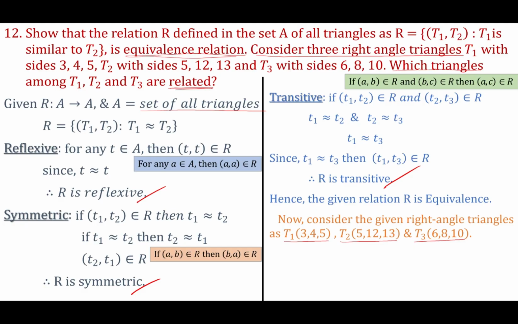Now, based on the side criteria, it is very clear that T1 and T3 are similar triangles because the ratios of the corresponding sides are the same. Check. 3/6 is 1/2. 4/8 is 1/2. 5/10 is 1/2. So T1 and T3 are the triangles which are similar to each other.